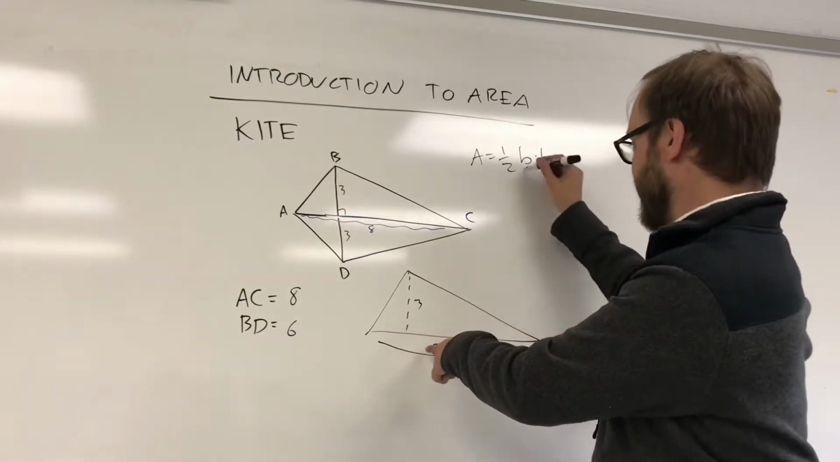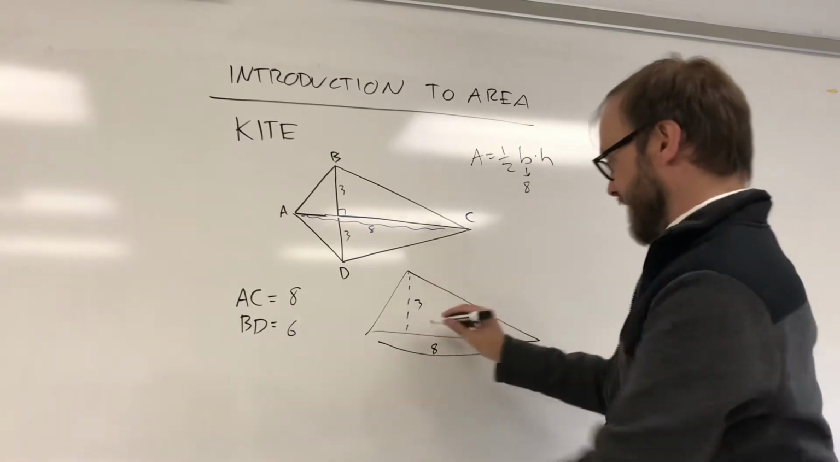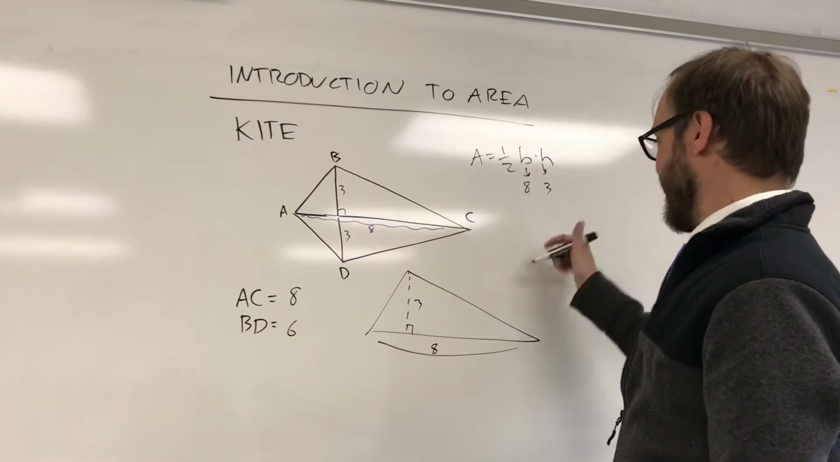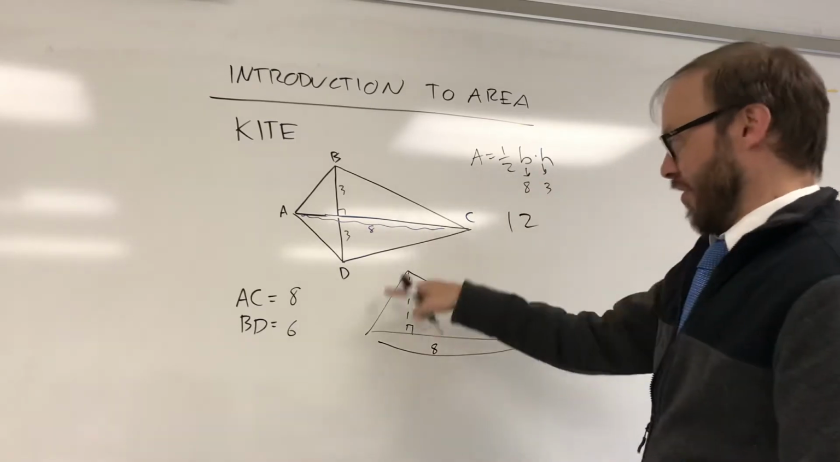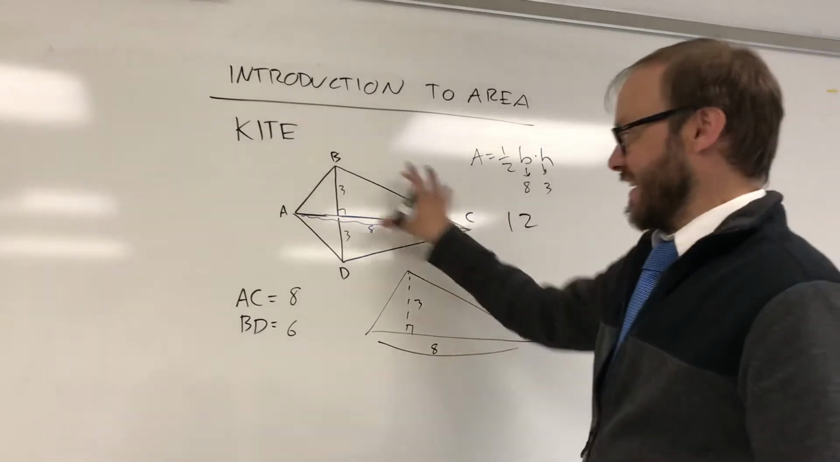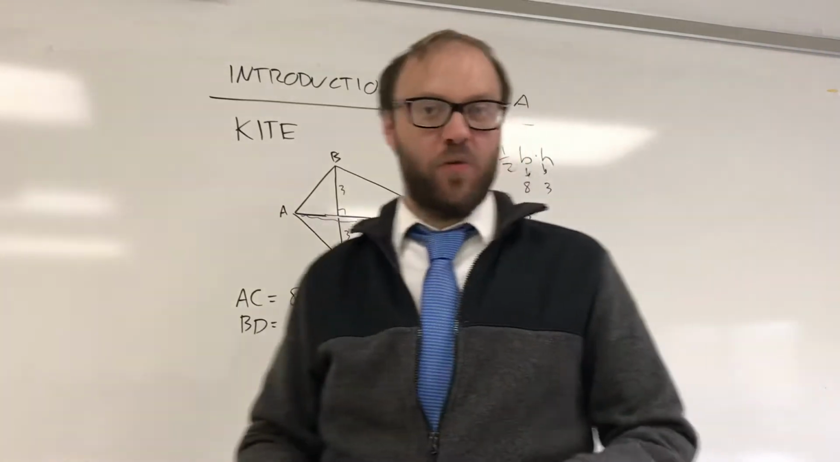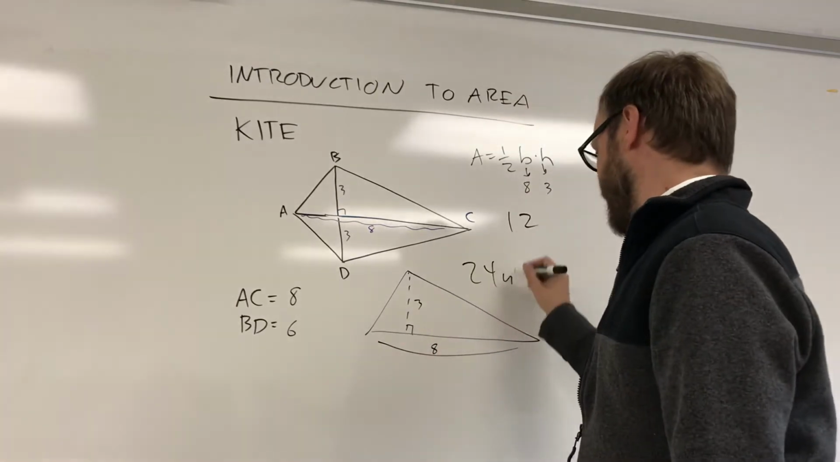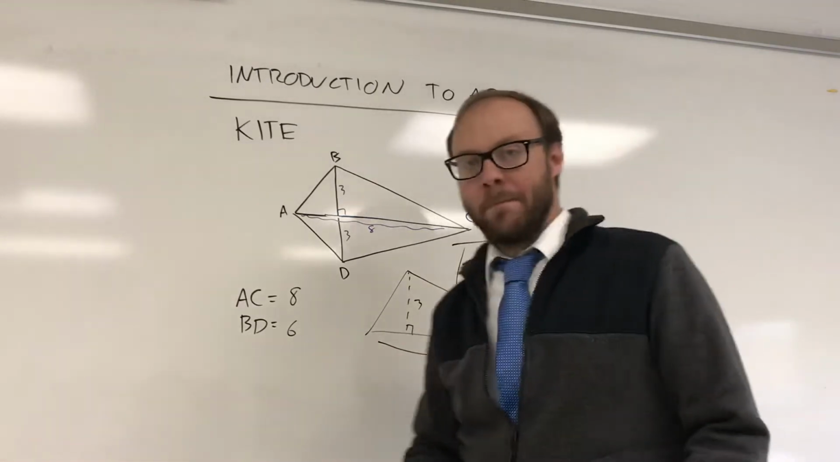The base is 8. The height is 3. Half of 24 is 12. That would be the area of one of these triangles. And then I could double it, and the entire area would be 24 square units. So we could do that: 24 square units for the whole thing.